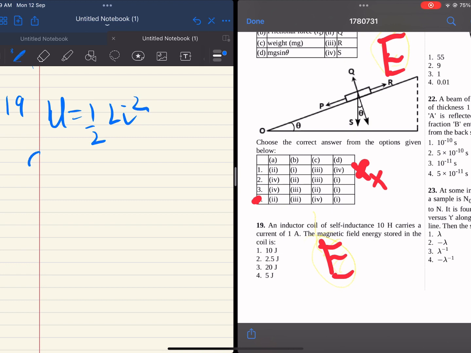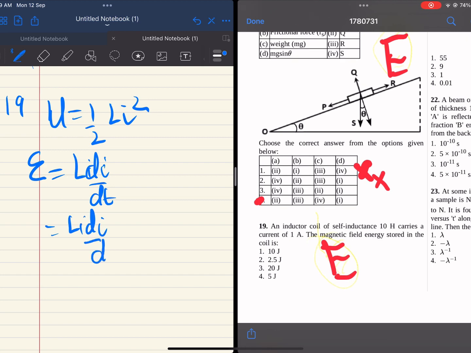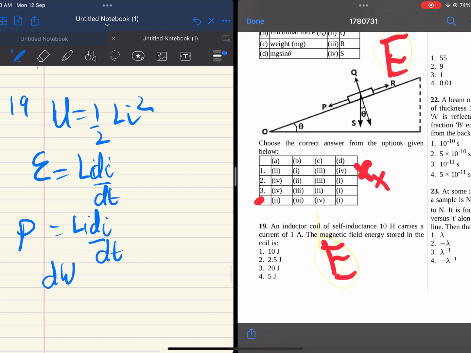An inductor of self-inductance 10 Henry carries a current of 1 ampere. The magnetic field energy stored, how do we find it? We know the field energy stored is half Li squared. How do we find this half Li squared? We know that the EMF magnitude is L di by dt, and we know the power is nothing but E times I, which is L I di by dt, right? L I di by dt.